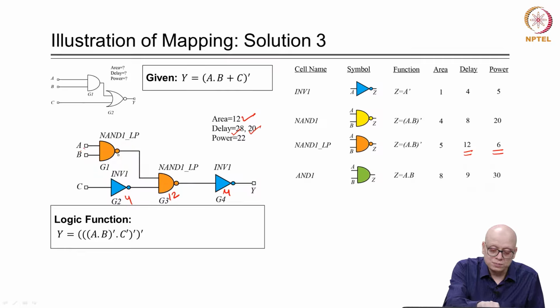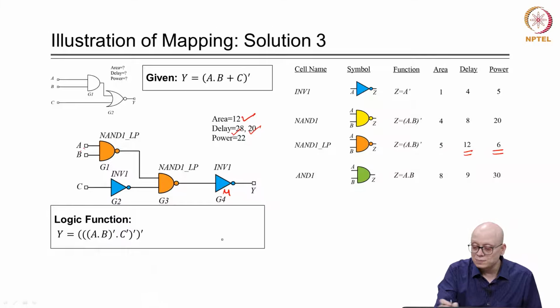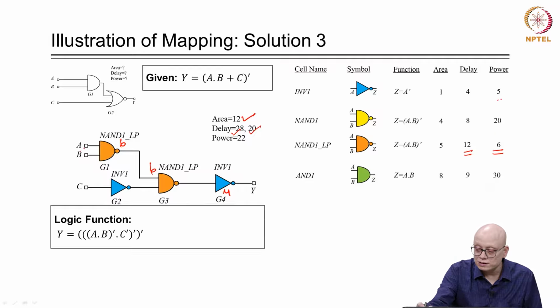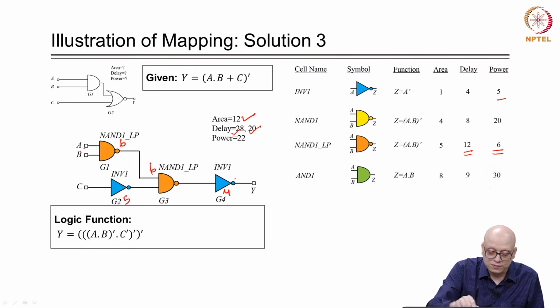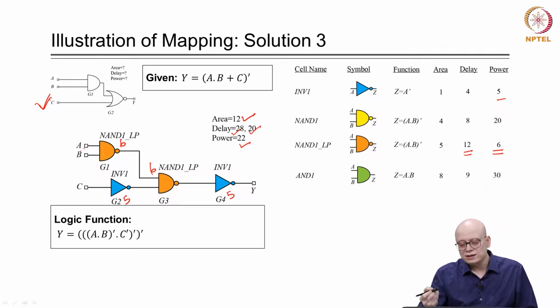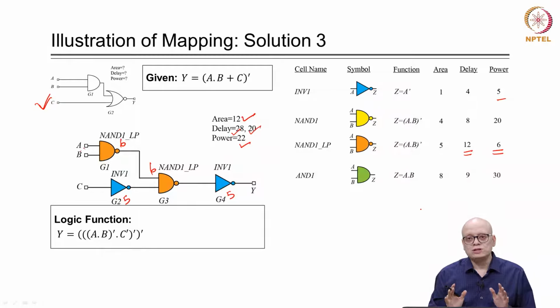And what about the power numbers? For the NAND 1 LP the power is 6, and for the inverter the power is 5. So, the total power is 12 plus 10, that is 22. We have seen that for a given unmapped netlist like this and a given technology library, or the cells in the technology library, there can be multiple solutions which will yield functionally equivalent results.